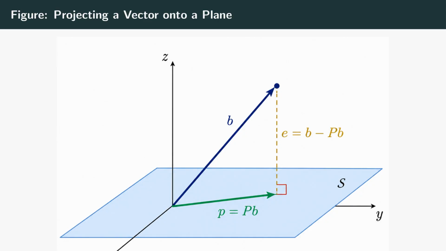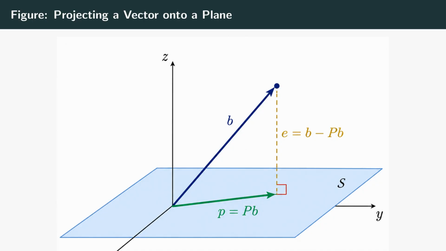Here is the whole episode in one picture. The light blue tilted plane is our subspace S. Think of it as the column space of A, and it passes through the origin. The bold navy vector B rises up out of the plane. It does not lie in S. To project it, we drop straight down from the tip of B until we hit the plane. The green vector lying flat in the plane, from the origin to that landing point, is the projection, PB.